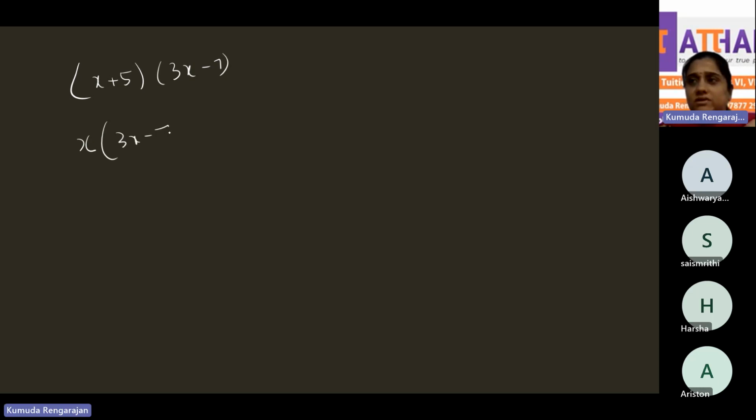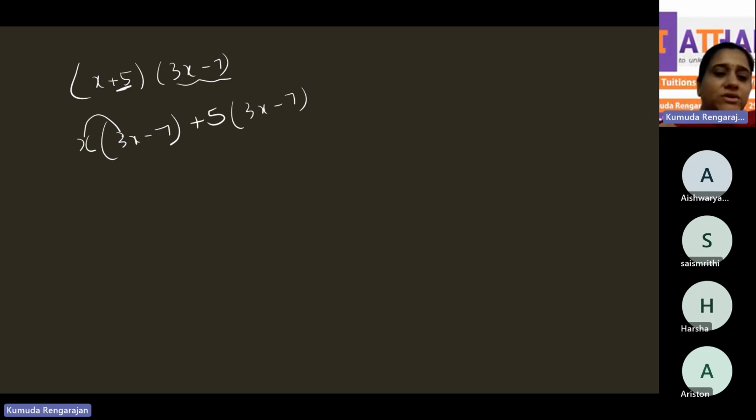Shreya, x plus 5 into, say like 3x minus 7. How do you multiply these two brackets? You need to write the first term and multiply that with the second bracket, 3x minus 7. Then write the second term, and again multiply that with the second bracket, 3x minus 7. This is how we multiply. This is how we find the product.